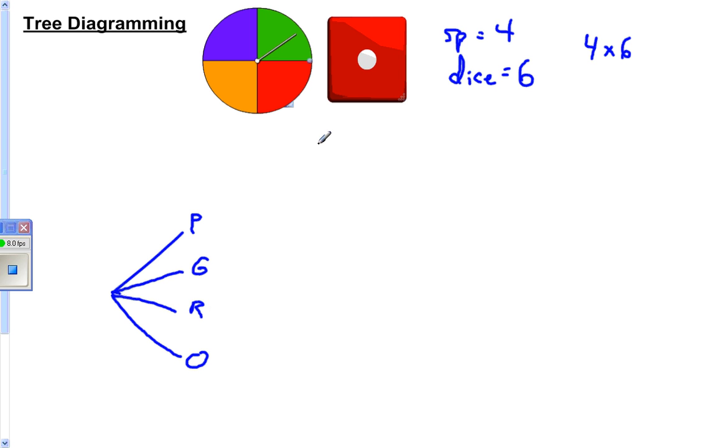Now the probability that they each happen: each probability is equal here because they're all the same size spacing on the spinner. So I have a 1 in 4 chance for each of these. I would label all of these little branches here as a probability of 1/4. I have 1/4 on all of these. 1 in 4, 1 in 4, 1 in 4.